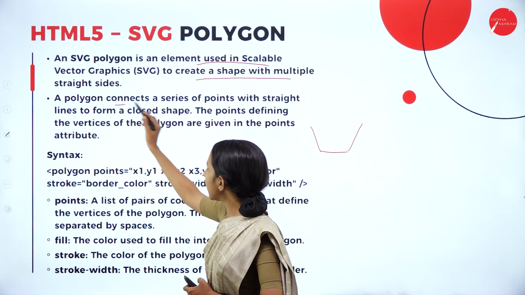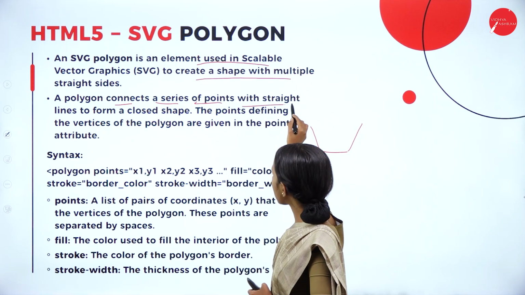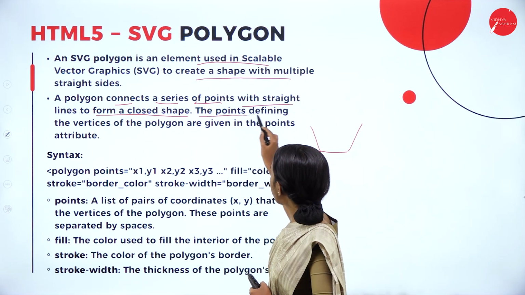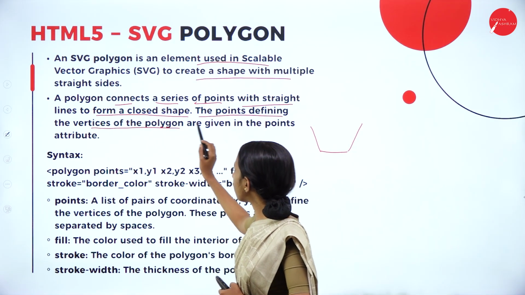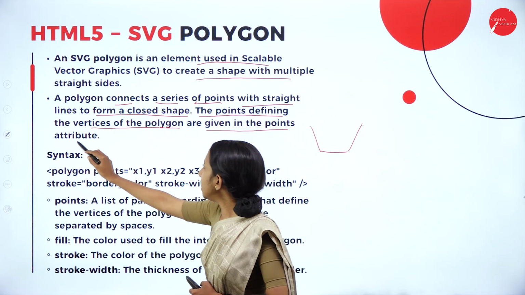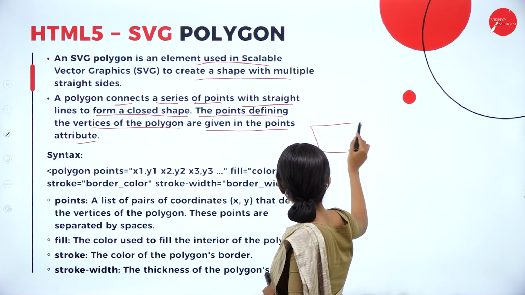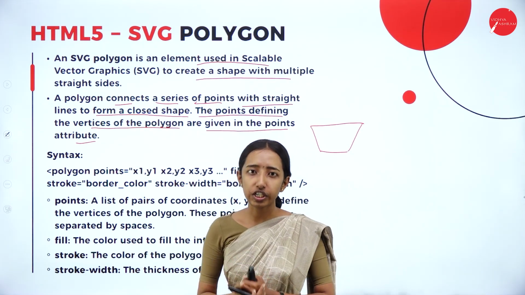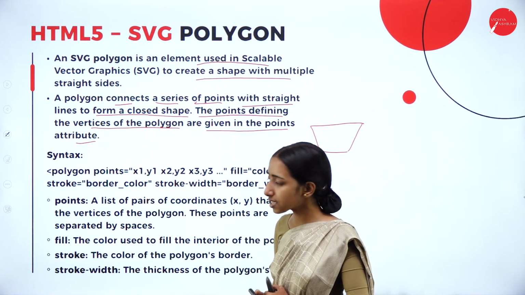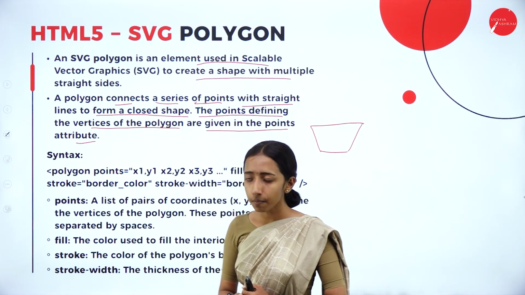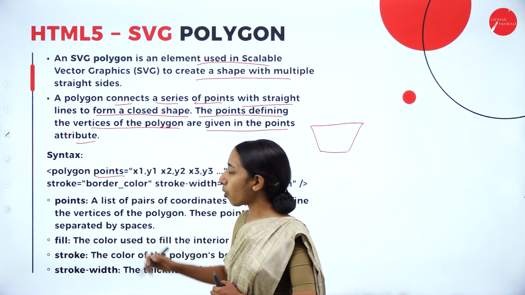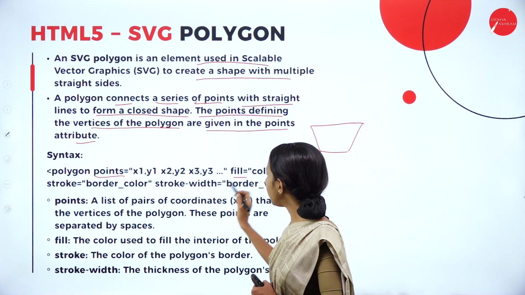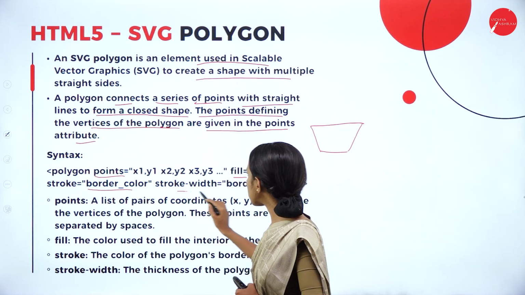A polygon connects a series of points with straight lines to form a closed shape, and the points defining the vertices of the polygon are given in the points attribute. So here we will be drawing with straight lines and having a closed shape. Here is a simple syntax, we will be using the polygon element. The polygon element will have points like x1, y1, x2, y2, x3, etc. And here the fill is the fill color, stroke is the border color and stroke width is the border width.